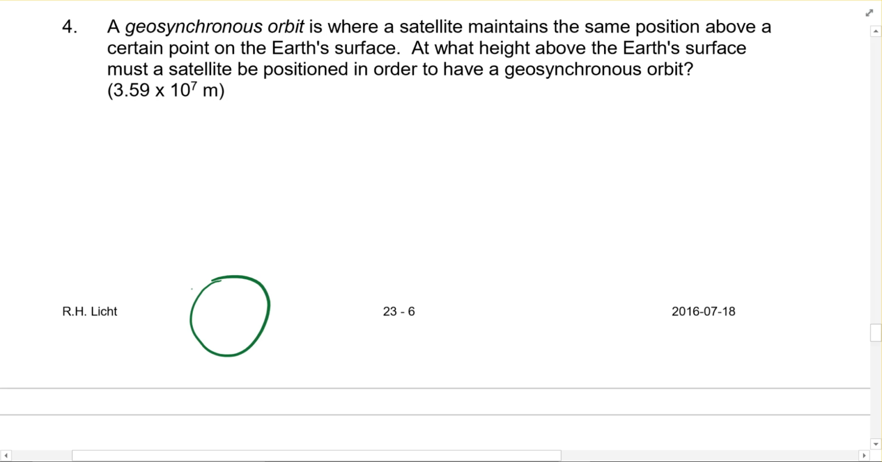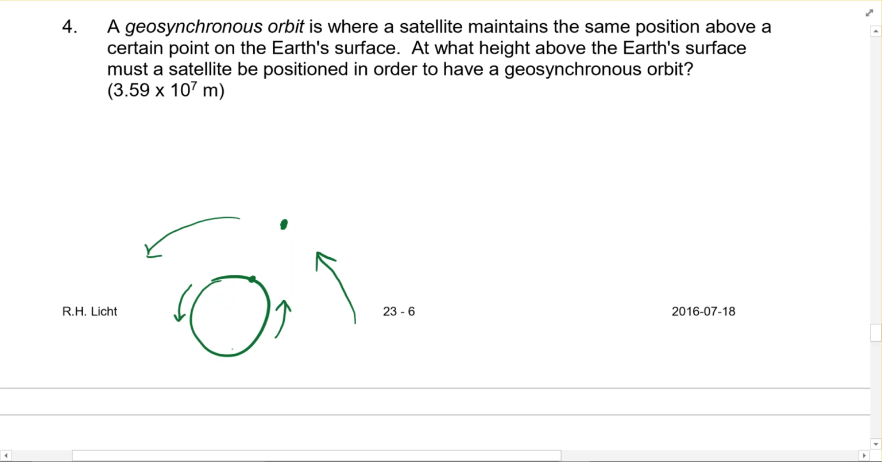So if this is the Earth, it is rotating, right? So let's say it's rotating like this. A geosynchronous orbit means that above, let's say, this point on the Earth, a satellite would stay directly above that. So every time the Earth makes one revolution, the satellite also makes one revolution. So right off the bat here, what would be the period for a satellite with geosynchronous orbit?